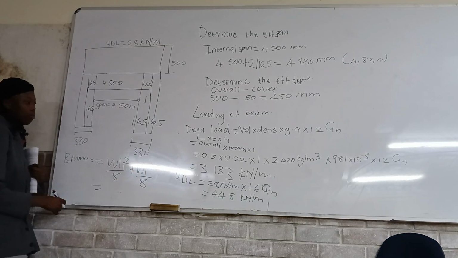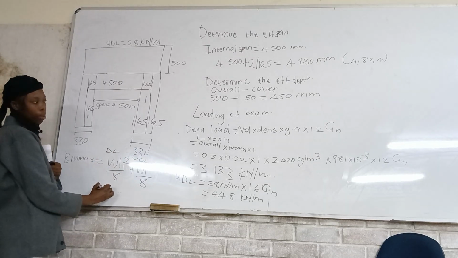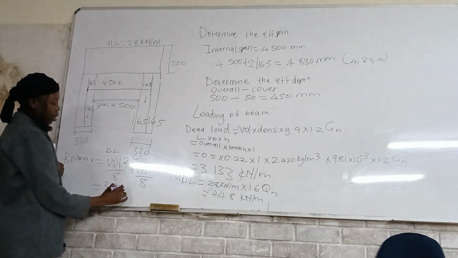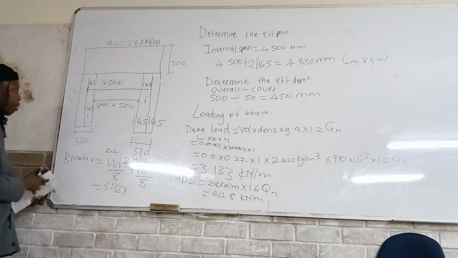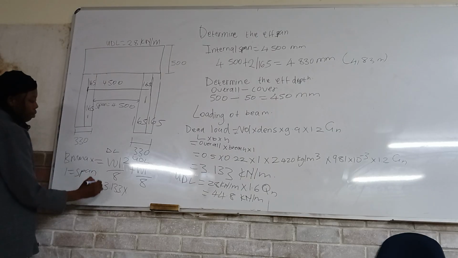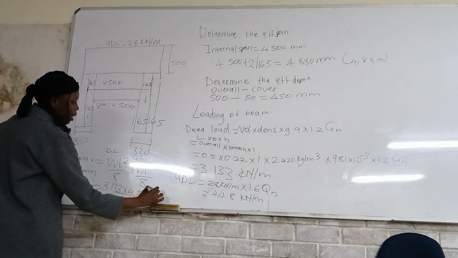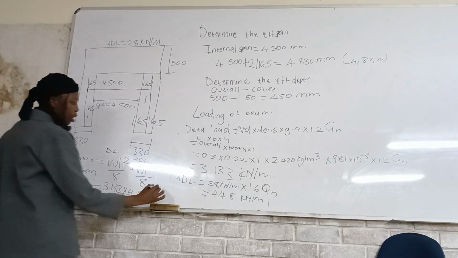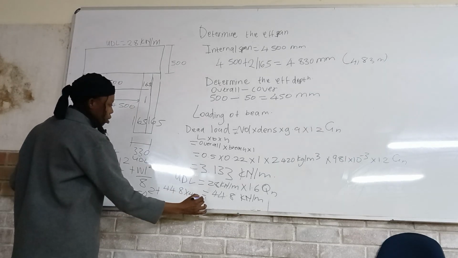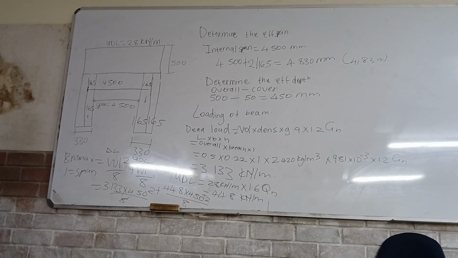So what is our W? This one is for the dead load, and this one is for the UDL. W for the dead load is 3.133, and then what is the L? 4.5 squared divided by 8, plus W for the UDL, 44.8, times 4.5 squared divided by 8. Why is the span 4.5? Internal span.